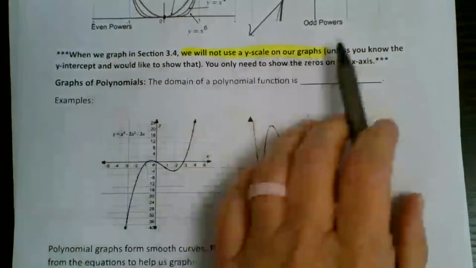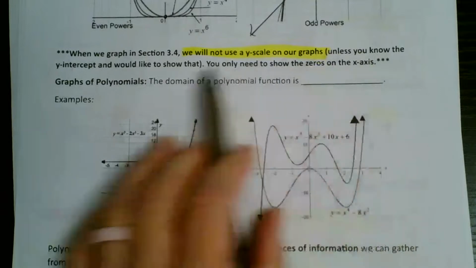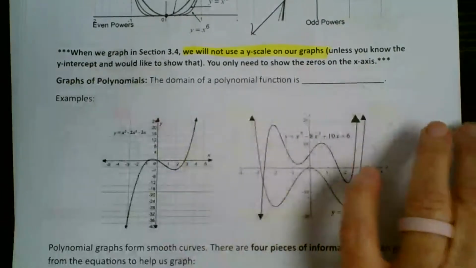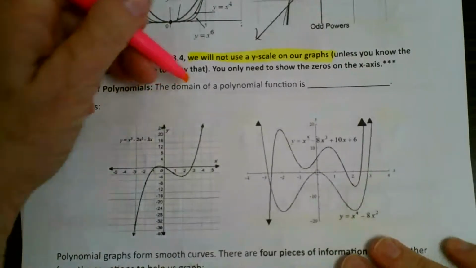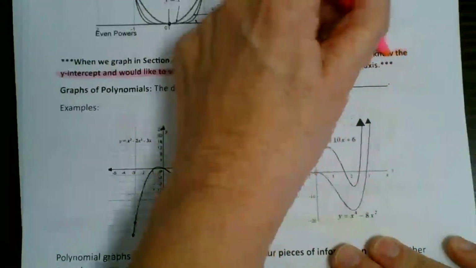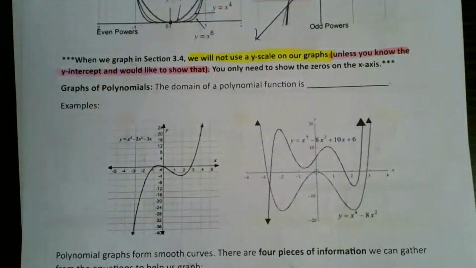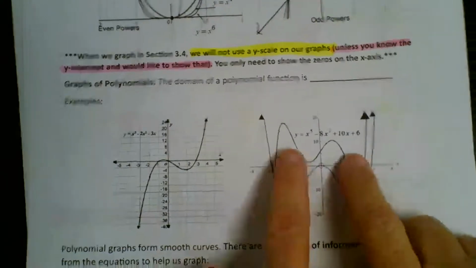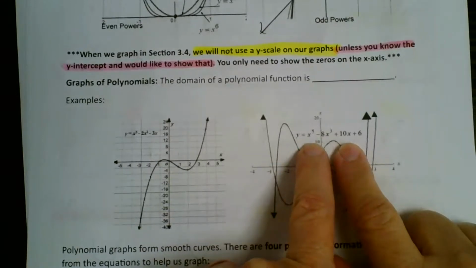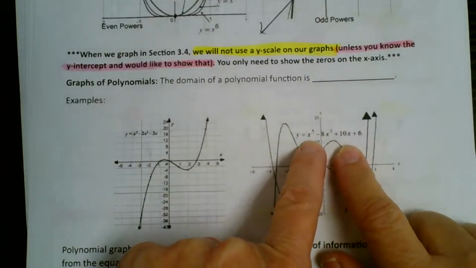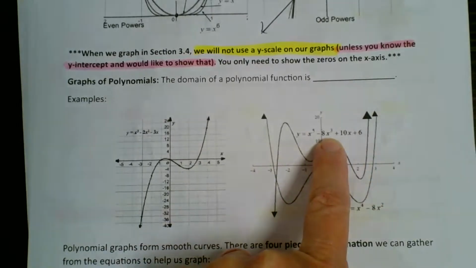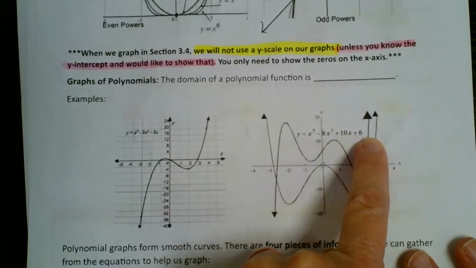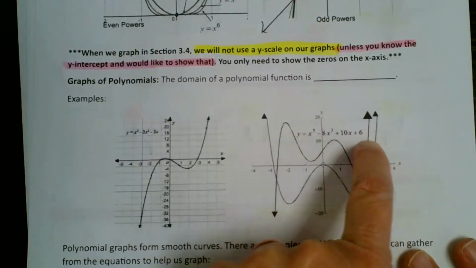So there's an exception here. If you know the y-intercept and you would like to show that on your y-axis, you are welcome to do it. You would be able to easily know the y-intercept if your polynomial function, if your equation is in standard form, not factored. So if you look at this equation, y equals x to the, I think that's a 5th. I'm not even completely sure. Minus 8x to the 3rd. Now I'm completely sure it's a 5th. Plus a 10x plus a 6. Do you know what the y-intercept is if you just look at that?